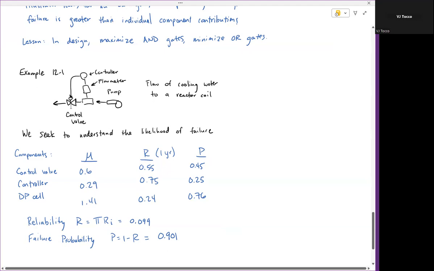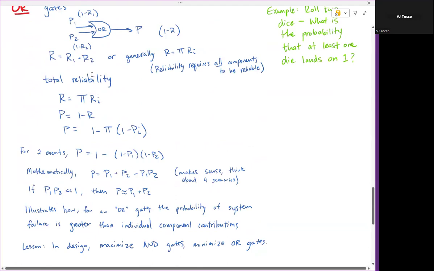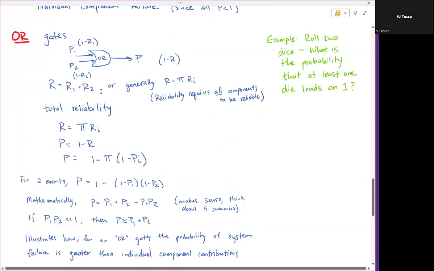And then finally, if the control valve fails, it doesn't matter if the flow meter is telling the controller the right thing and the controller is telling the control valve what it should do. If the control valve isn't listening, then again, the whole thing fails. So this is an OR gate connection. All three are connected by a single OR gate, so it would be three things all going into one.